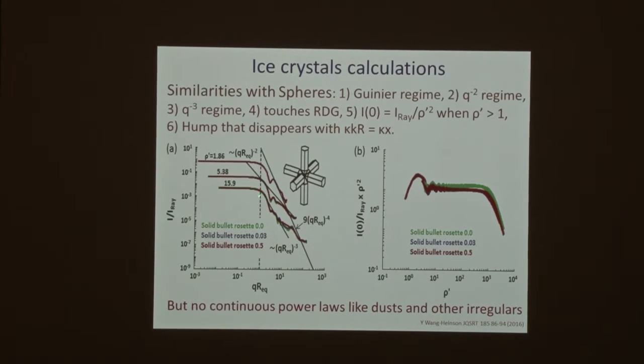Guinier A stays where it is, and look at that, there's a bit of a -3, a hint of a -3, and notice the hump, so there's a hint of -2. Now, you're proper to accuse me of overinterpreting the data. We don't have orders of magnitude of Q space here, but there are indications that these things look a lot like spheres, and notice they don't look like the dusts.